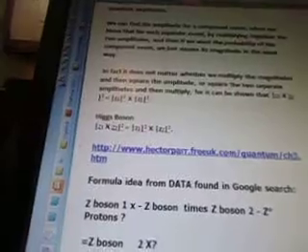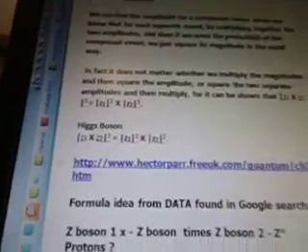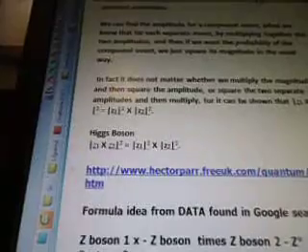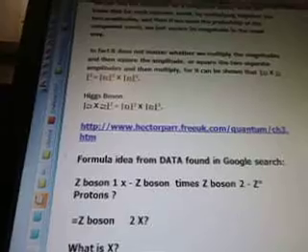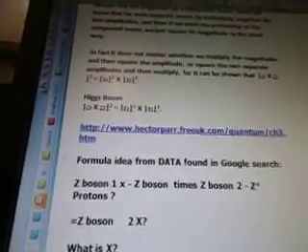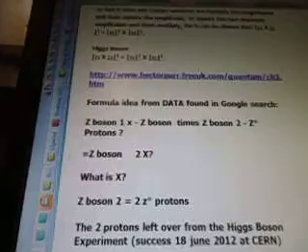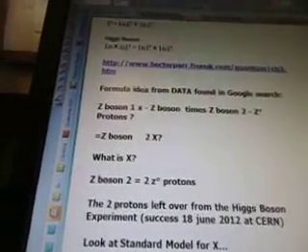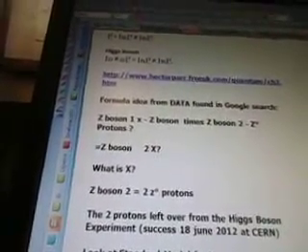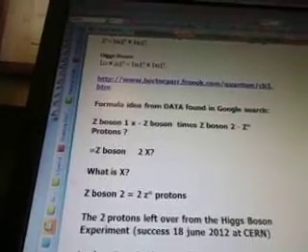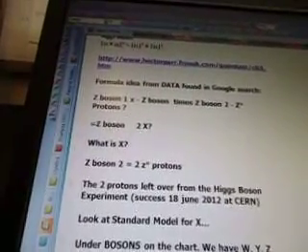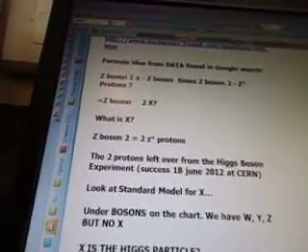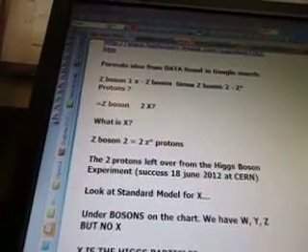When I look at Z, I think of the Z boson, right? The Higgs boson. There's the Higgs boson. Z1 squared equals Z1, 2 and 2. So, www.hectorparr.freeuk.com. So the formula idea from the data found in the Google search is the Z boson 1x times the Z boson 2 to Z degrees protons equals Z boson 2x. What is x? 2 boson 2 equals 2Z degree protons.